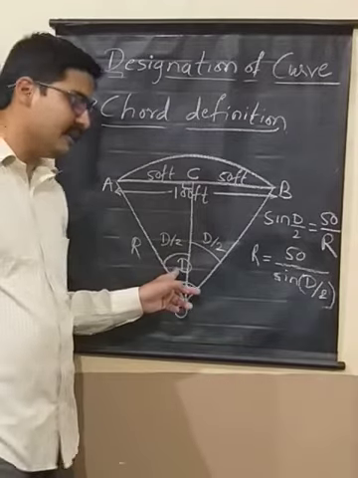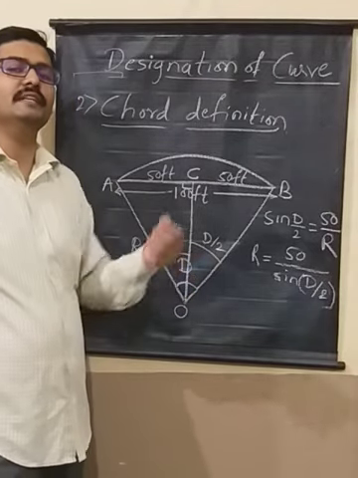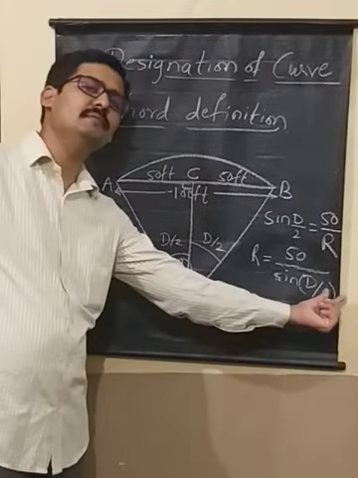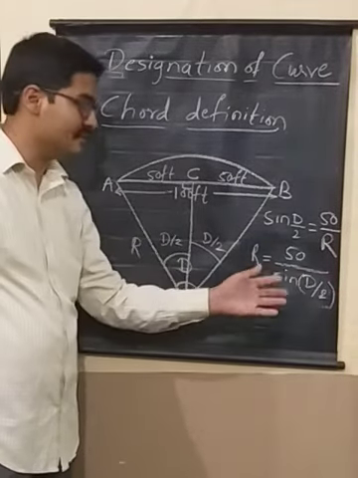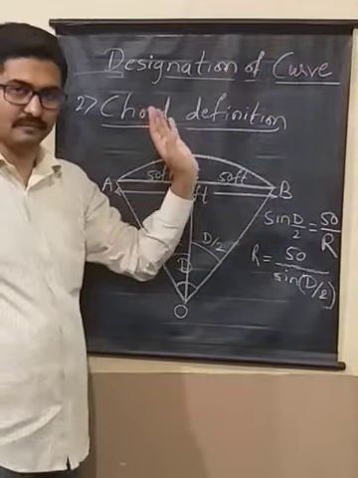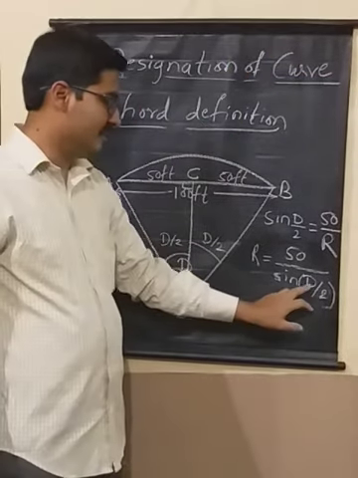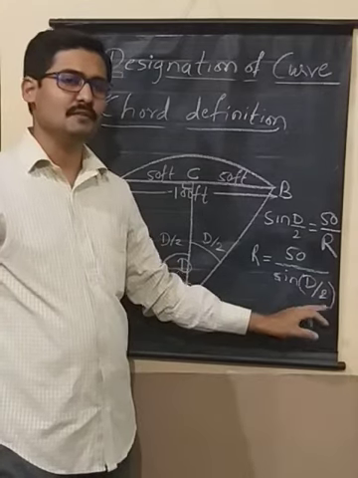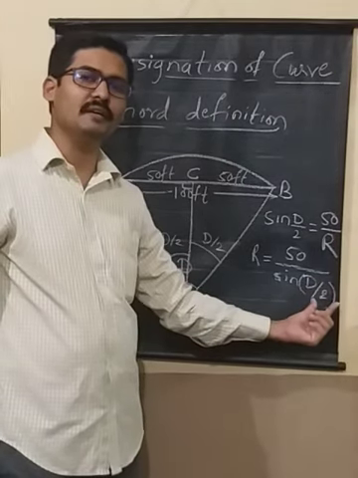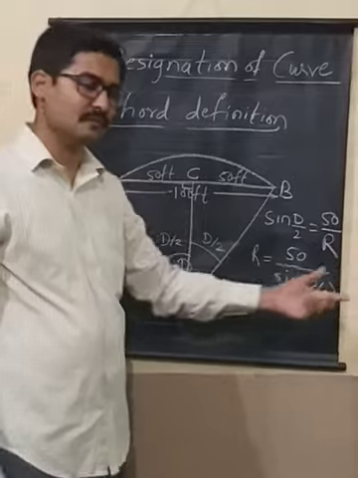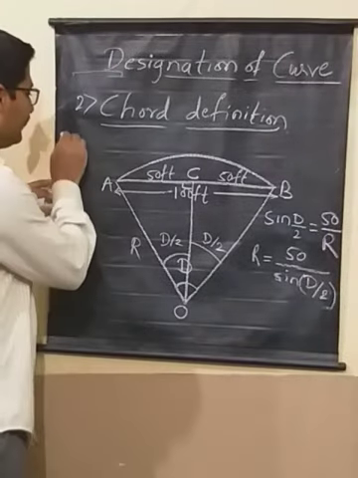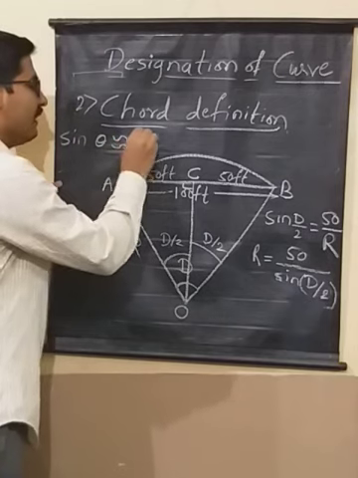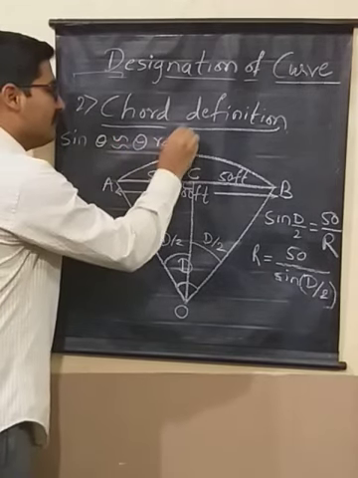Since we are dealing with angles which are quite small, 1 degree, 2 degrees, sine D by 2 can be considered as D by 2 radians itself, isn't it? Because this D itself is quite a small angle and D by 2 will be further small. So definitely sine D by 2 will become D by 2 itself. So remember, whenever the angle is small, sine of any angle will be equal to the angle itself, but it will be in terms of radians.